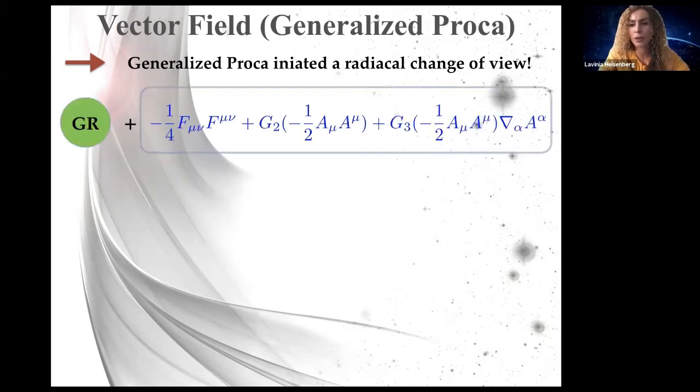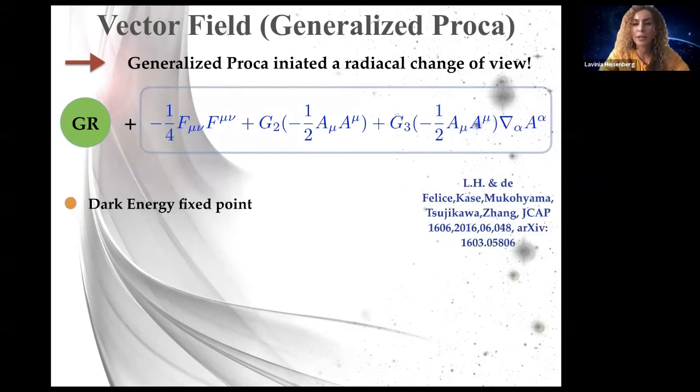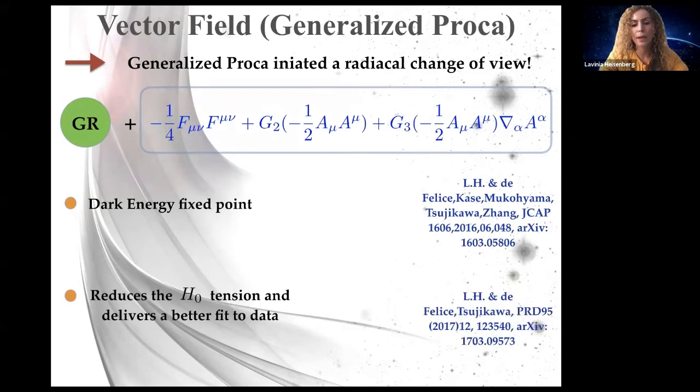And just to give you an example, imagine you have a very simple Lagrangian with a kinetic term, with a general function of the vector norm, and some sort of a cubic vector Galileon type of interactions here. With this very simple model, you can already have dark energy fixed points, so really cosmological solutions or homogeneous anisotropic solutions in which you also obtain dark energy phenomenology. And it also reduces the H0 tension and delivers a better fit to data.